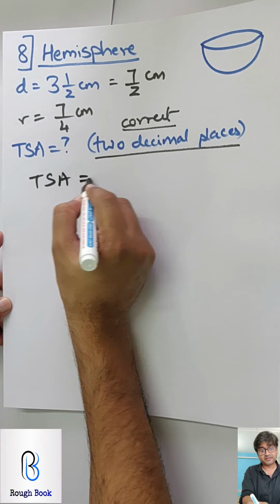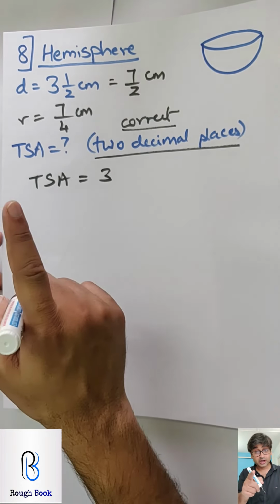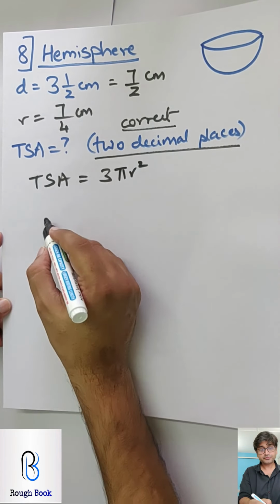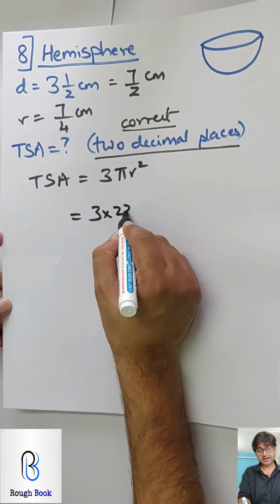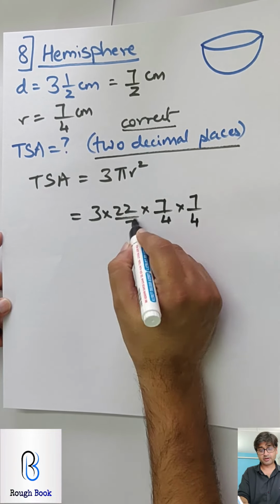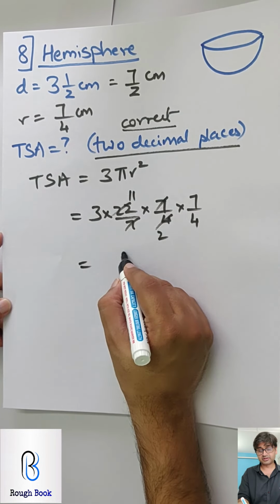So total surface area for a hemisphere. I gave you the start. Come on, tell me the formula. Without copying, without cheating. 3 pi r square. Very good. So 3 pi nothing given. R square 7 by 4, 7 by 4. So 7, 7, 2 ones are 11s are 33 into 7, 7 3s are 21.